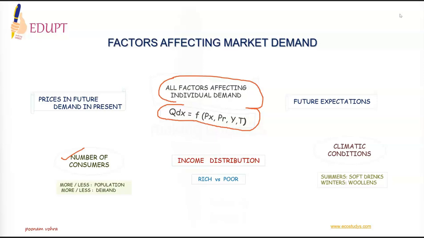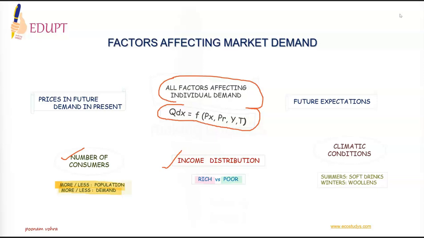Since market demand is the summation of individual demands, higher the total population in the market, higher will be the demand. Less will be the total population in the market, less will be the demand for that commodity. Market demand also gets affected by the income distribution. That is, if income distribution favors rich, then demand for goods usually consumed by the rich is likely to be high. But if income distribution favors poor, then demand for goods usually consumed by poor will be high.